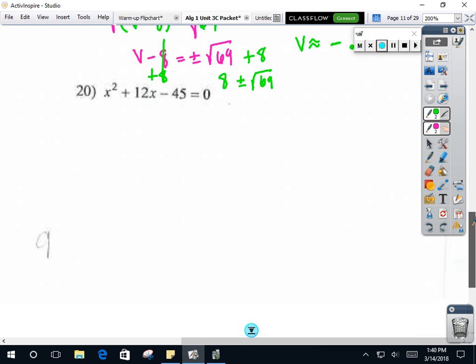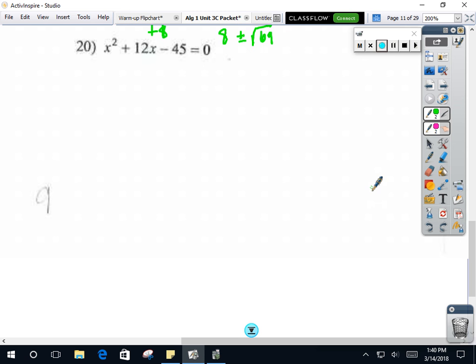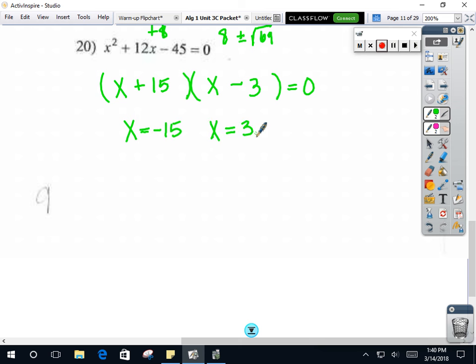All right, number 20. What can we do? Complete the square or factor? Right. Thank goodness there are two numbers that do this. What are they? Say that you can't think of the numbers. You can still do complete the square and you'll end up with the correct answers. Okay, so wouldn't that mean the final answers are just negative 15 and positive 3?